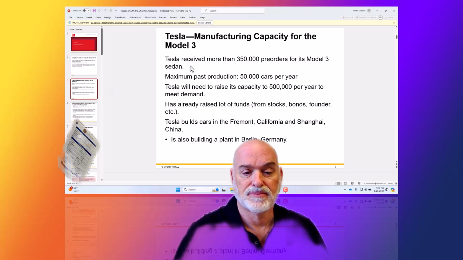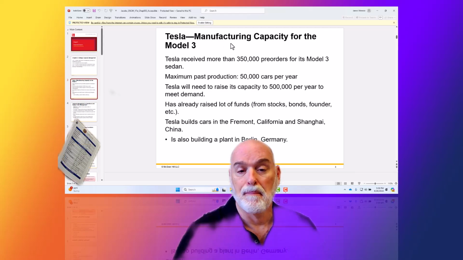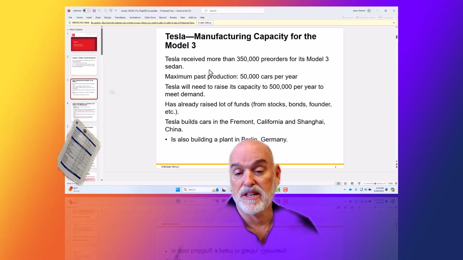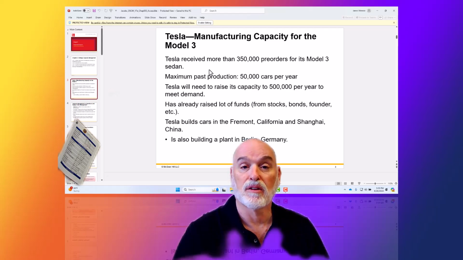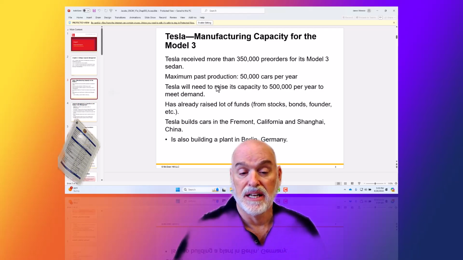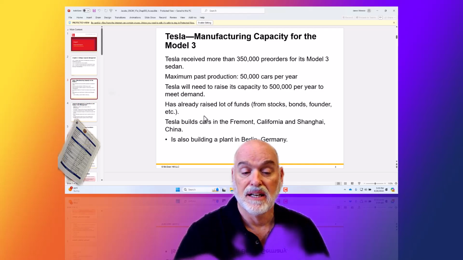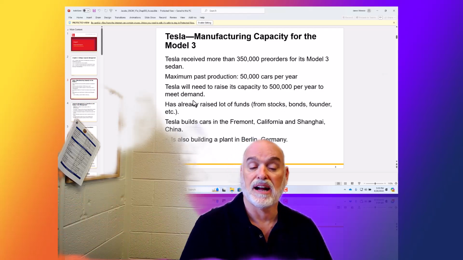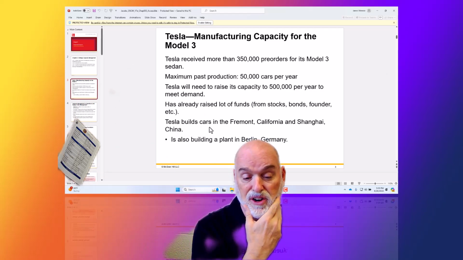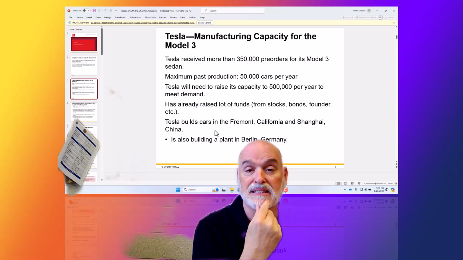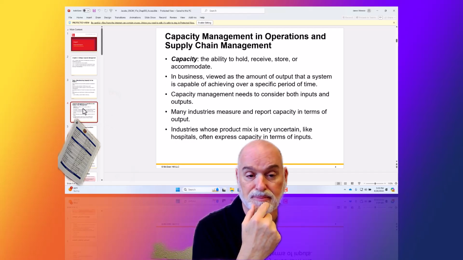Let's get started. We take a look at the Tesla manufacturing capacity for the Model 3. Tesla received more than 350,000 pre-orders for its Model 3 sedan. Maximum past production was 50,000 cars per year. Tesla will need to raise its capacity to 500,000 per year to meet demand. It has already raised lots of funds from sale of stock, bonds from the founder, etc. And Tesla builds these cars in Fremont, California and Shanghai, China, and is also building a plant in Berlin, Germany.